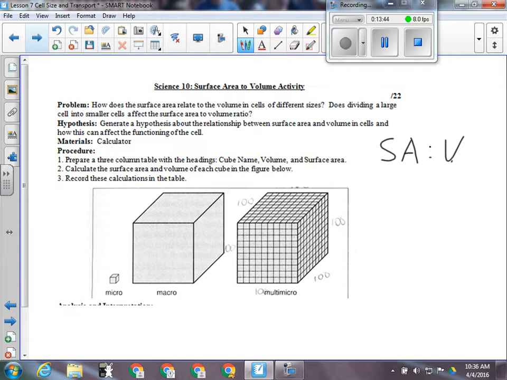For our hypothesis, you need to generate a hypothesis about the relationship between surface area and volume in cells, and how that can affect the functioning of a cell, and I would say specifically talk about transport by diffusion here. As a cell gets bigger, what's going to happen to its ability to transport by diffusion?